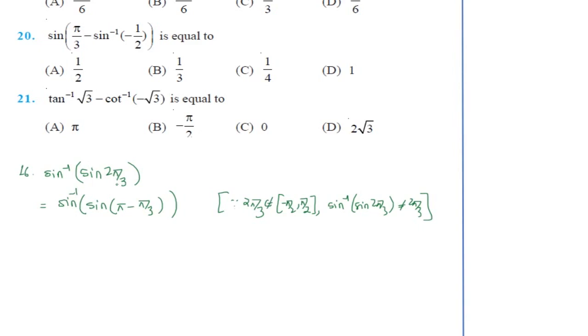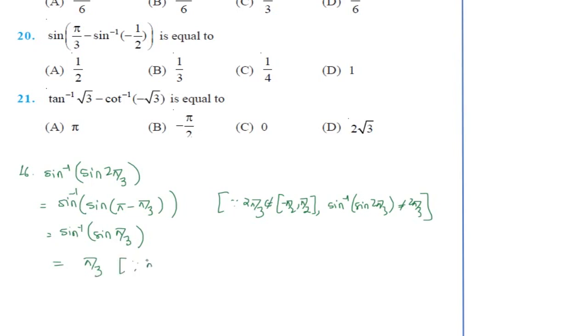But since 2 pi by 3 exceeds that, we need to find a similar value of sine x such that sine inverse of sine x will be lying between minus pi by 2 to pi by 2. Since sine x is equal to sine pi minus x, we wrote it like this. So we can write 2 pi by 3 like this, and this turns out to be sine inverse of sine pi minus pi by 3, and sine pi minus x is just x itself. Now we can say sine inverse of sine pi by 3 is pi by 3.